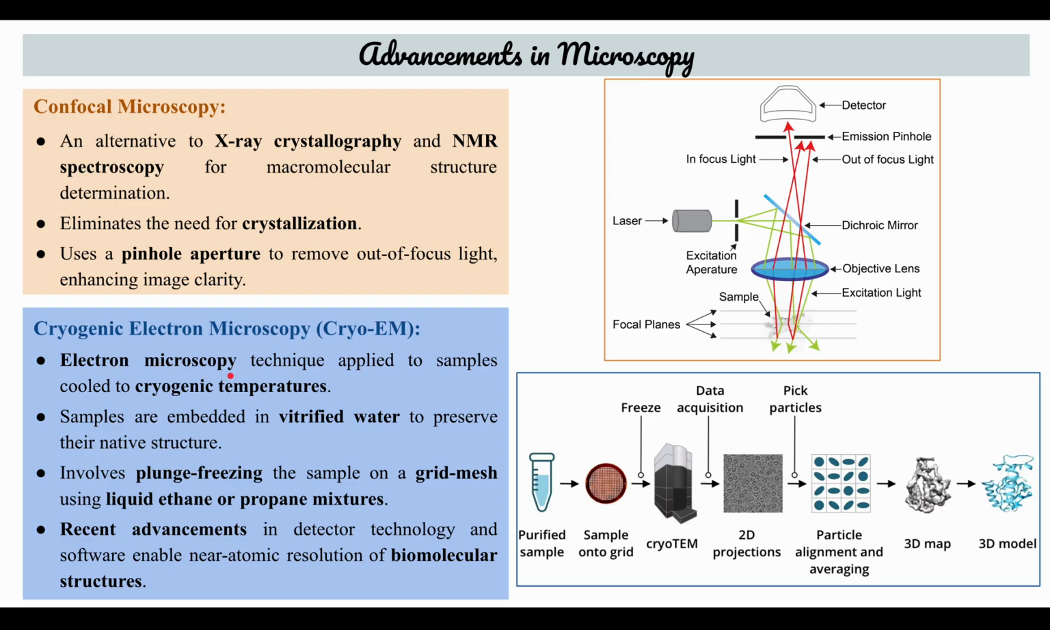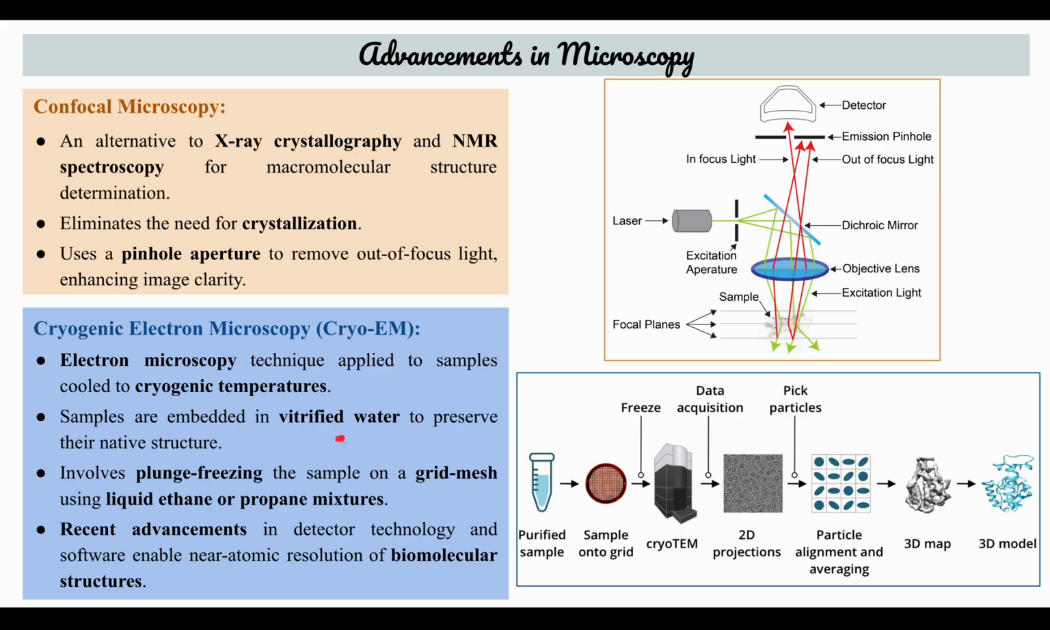It is an electron microscopy technique applied to samples which are cooled to cryogenic temperatures. When we talk about electron microscopy, this is a type of microscopy in which our source of light is electrons. So instead of using visible light, we go for electrons. And then cryogenic EM is a specialized type of electron microscopy. As the name suggests, cryo means something at a very low temperature, in a cold environment. So if the samples are cooled to cryogenic temperatures, that's why it is known as cryo-EM.